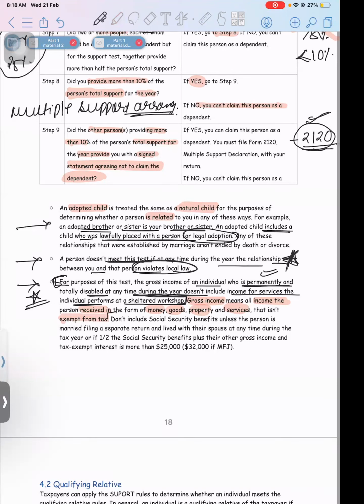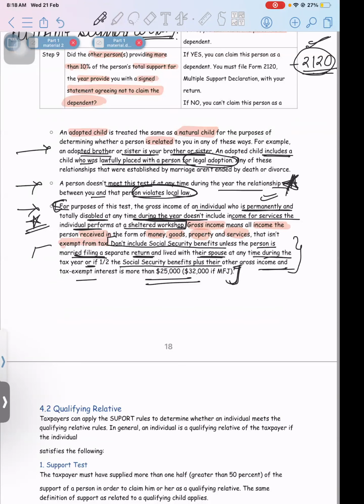Only one exception is, it doesn't include social security benefit unless the person is married filing a separate return and lived with the spouse at any time during the year, or if half of the social security benefit plus the gross income and tax exempt interest is more than this. I'll explain here. The whole SSB concept is coming into the picture. You just need to remember, include all gross income except social security benefit.